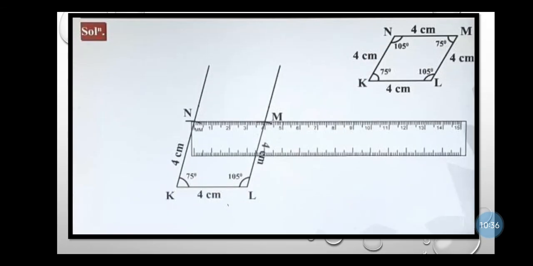The next step, you will join points N and M. Our quadrilateral is ready, that is, the rhombus is ready. You will write the final answer as: quadrilateral KLMN is the required quadrilateral.